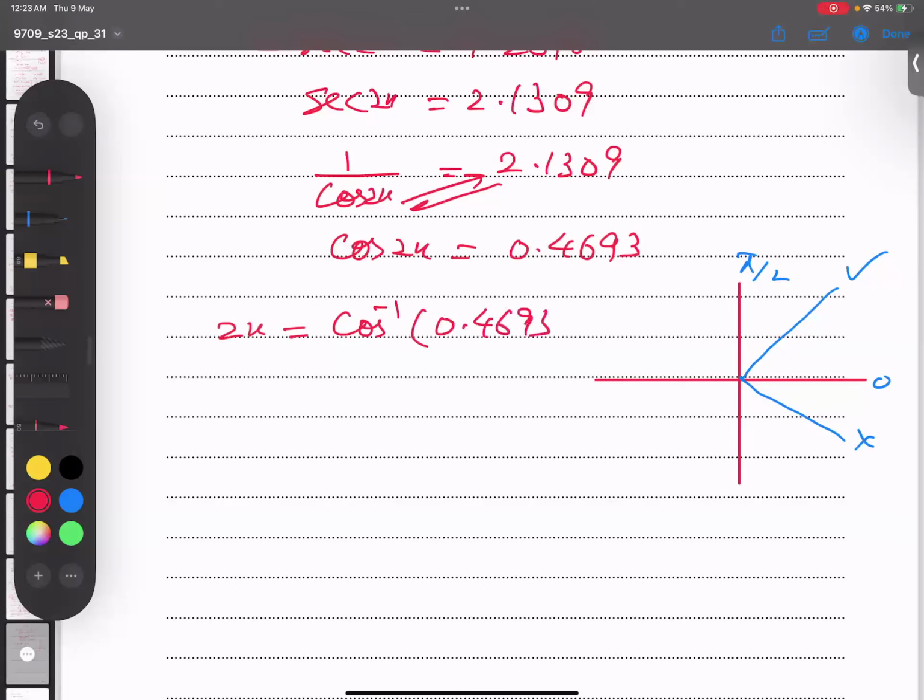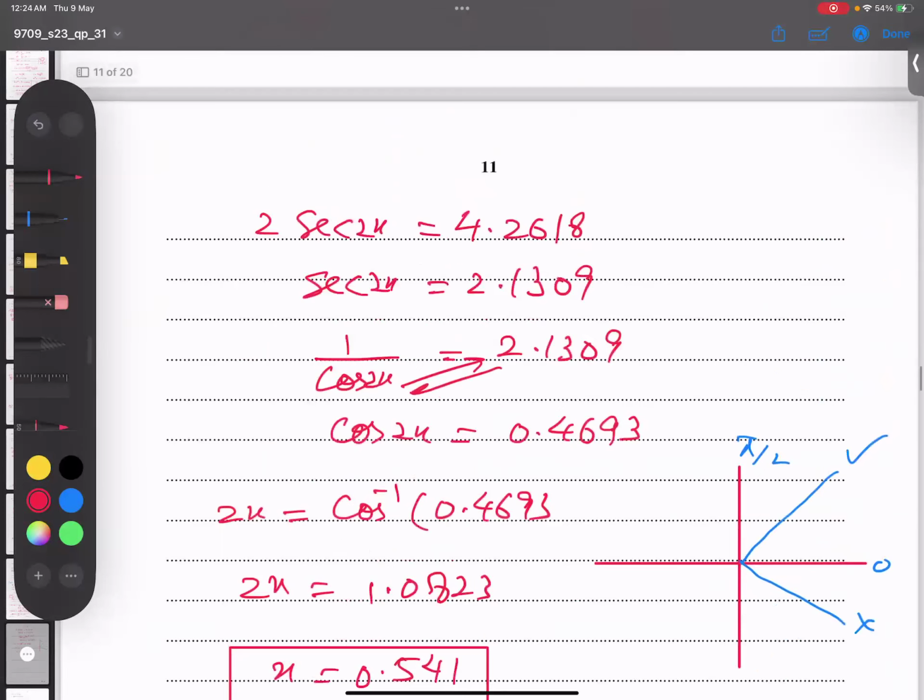0.4693. And when I take the cos inverse of this, I get 2x is equals to 1.0823 and divide by 2 and I get an answer of 0.541. And I believe you got this point very clear.